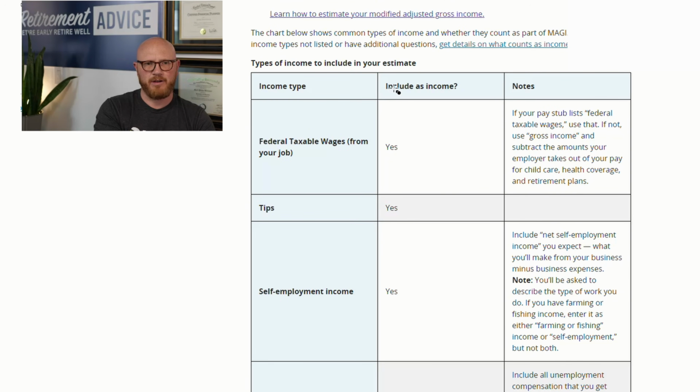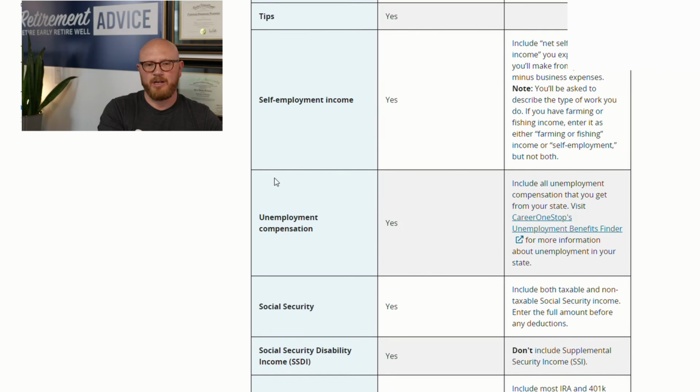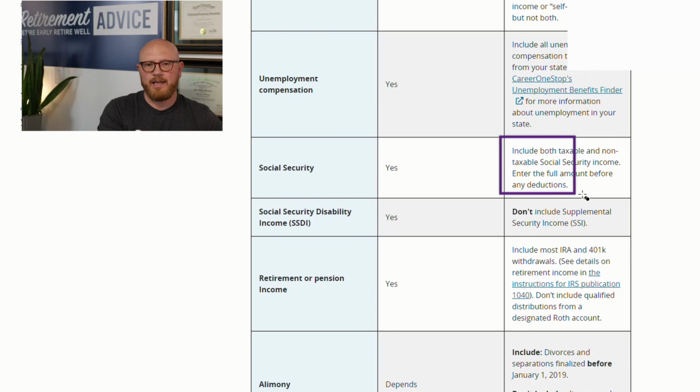So we're back at Healthcare.gov, and I love this table breakdown of all the things that you should include in your income calculation for your health insurance. Wages are included. If you're looking to retire, that's probably not going to be there. Tips, self-employment income, unemployment compensation, Social Security, and this is what I was talking about just a moment ago, include both the taxable and the non-taxable portion of your Social Security income for purposes of calculating your modified adjusted gross income.